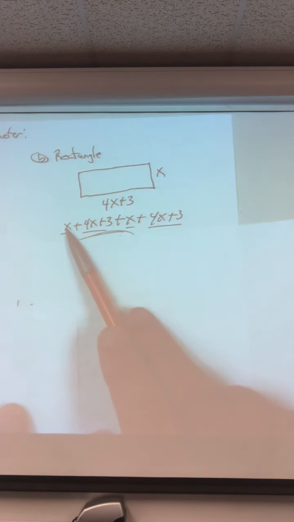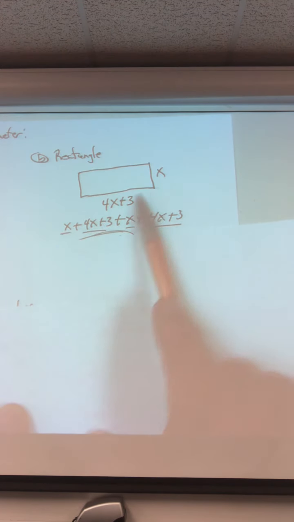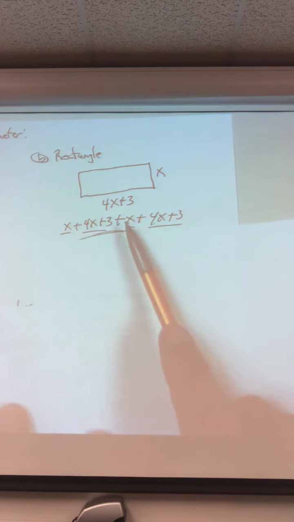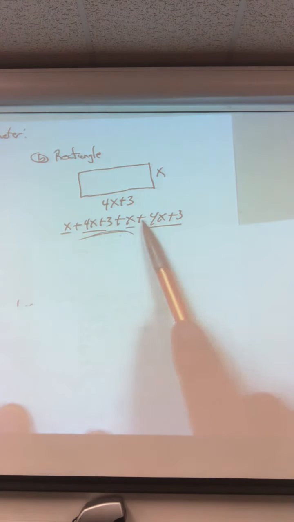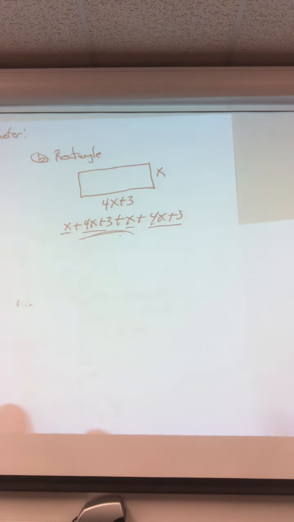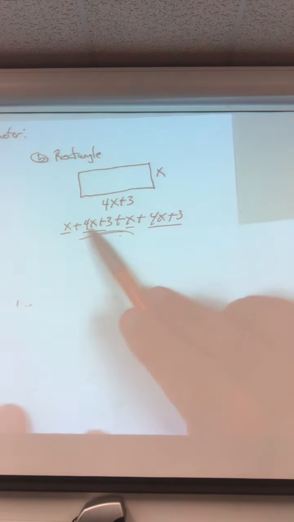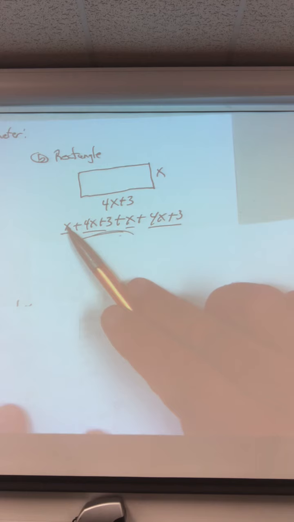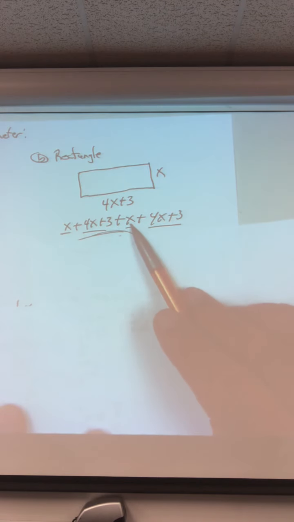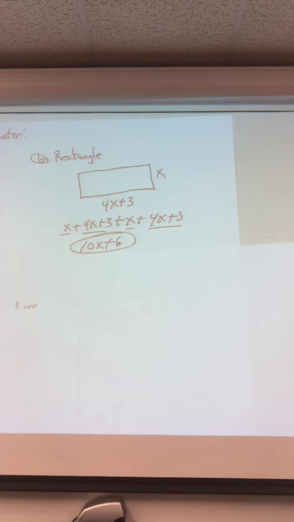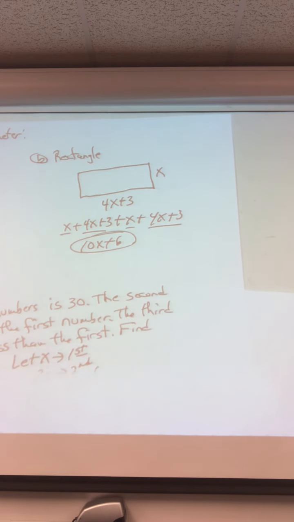So the first side is x. The next side is 4x plus 3. The next side is x. The next side is 4x plus 3. So this would be 4x, 4x is 8x, plus another x is 9x, plus another x is 10x plus 6. Now, it's not equal to anything, so that is your answer. Okay?